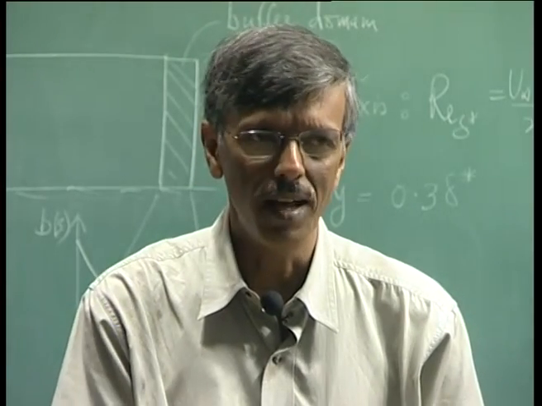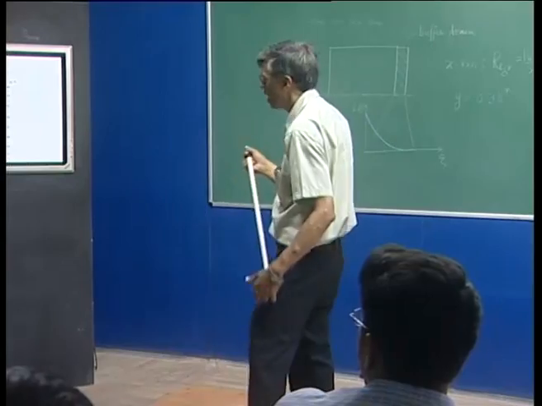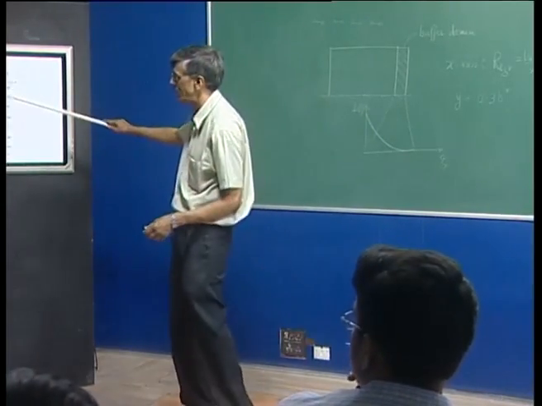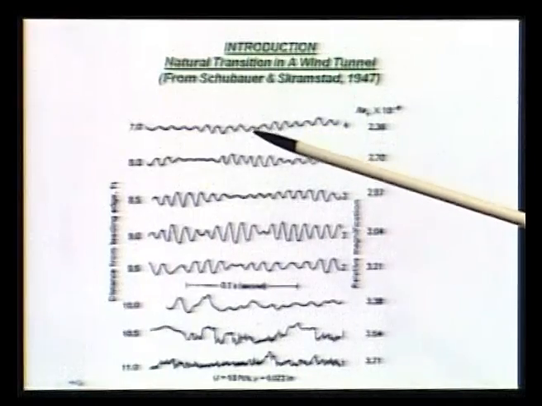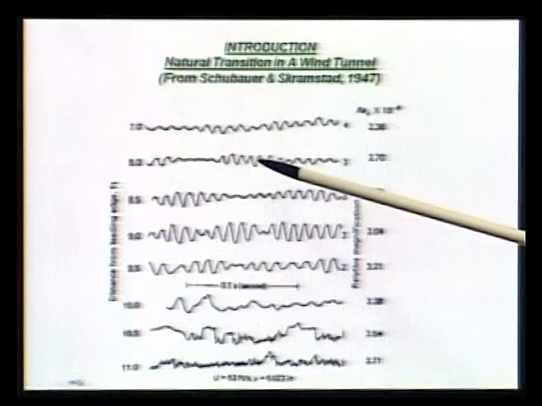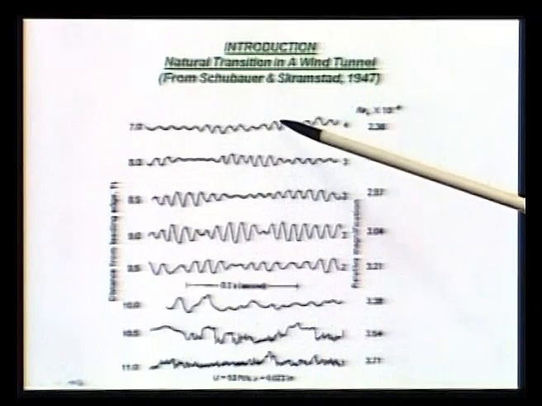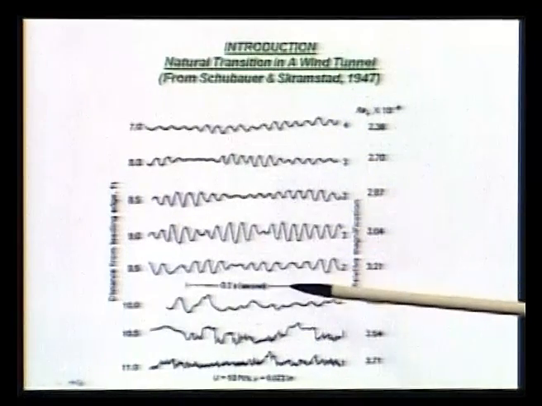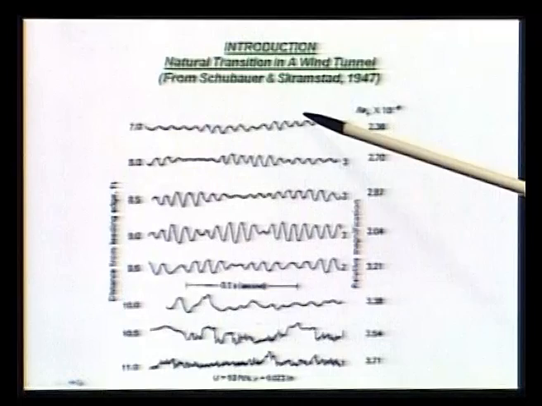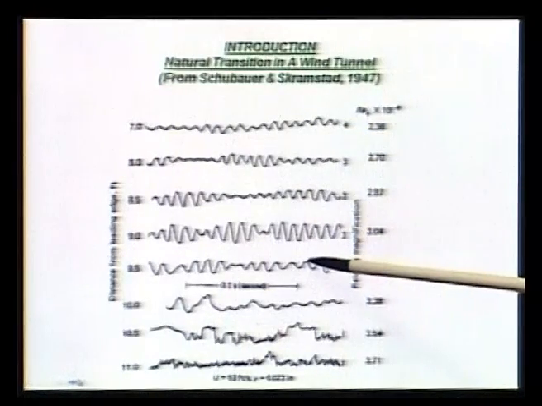But when you look at real flow, this is what actually happens. You do not see a monochromatic wave, do you? You do not see it at all. You see the sequence of events going like this, but then what you also see is the progression of the growth of the disturbances with streamwise distance.